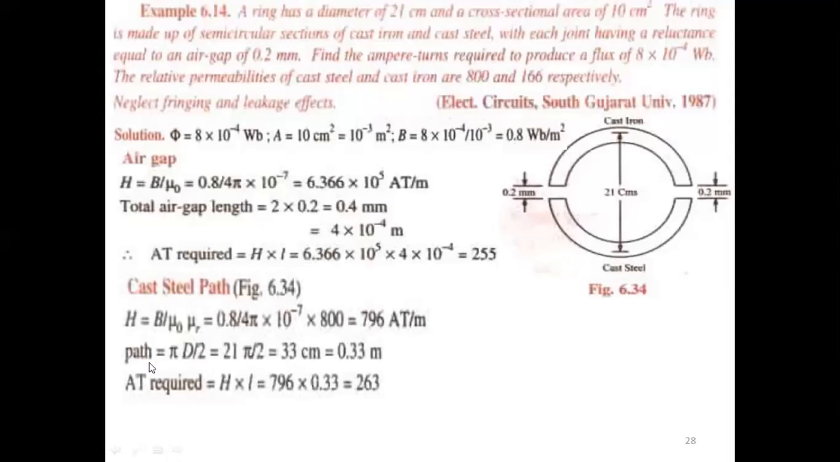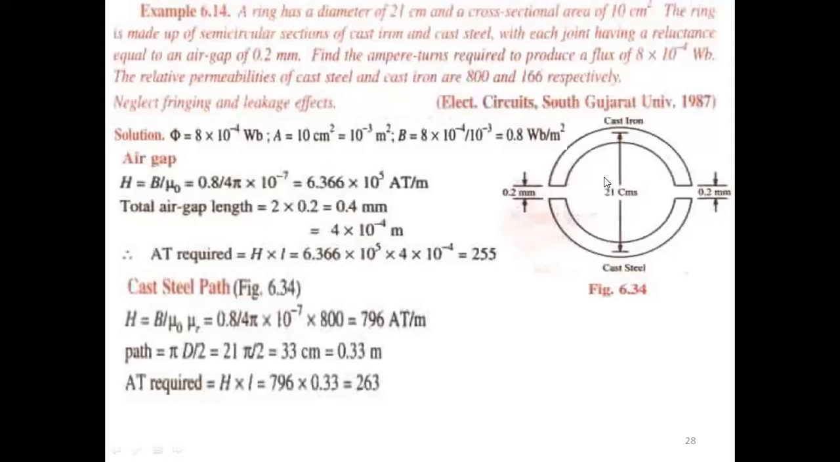Length actually is the circumference, formula πd. If the diameter is given, we can use that. But here only half of the circle is there, steel material, so πd by 2 we are using. This length is applicable for both steel and iron. The length of steel is the same as the length of iron, because both are equal. Yes, sir. So path equals πd by 2.